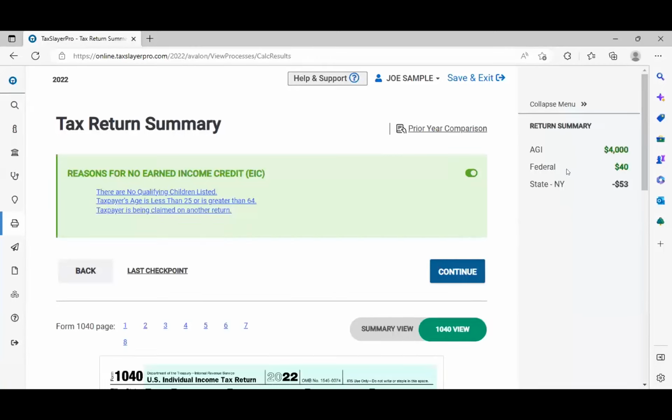For purposes of this presentation, I'm going to change some numbers and enter some numbers, and you're going to see these amounts constantly change. The AGI is going to change based on a new number we're entering. The federal refund, in this case, is a federal refund. Why do I know this? Because the number's listed in green. As of now, Joe Sample's AGI is 4,000. His federal refund at this point is $40. New York State, apparently he has to pay $53, okay?